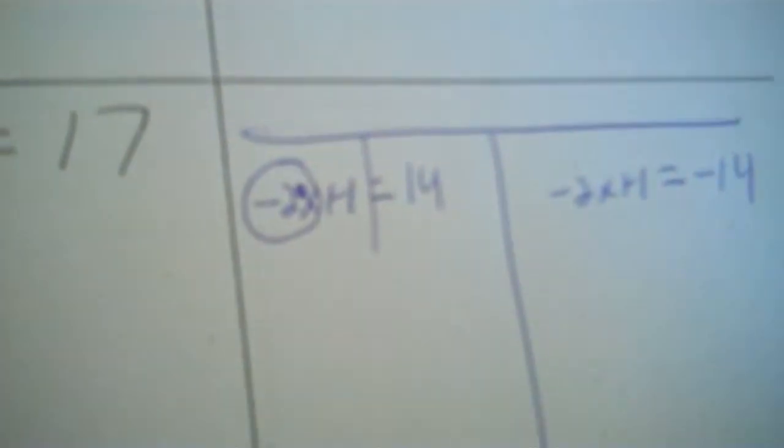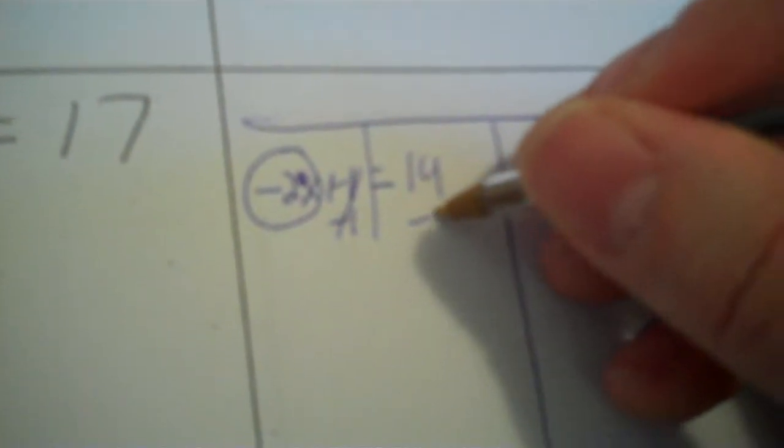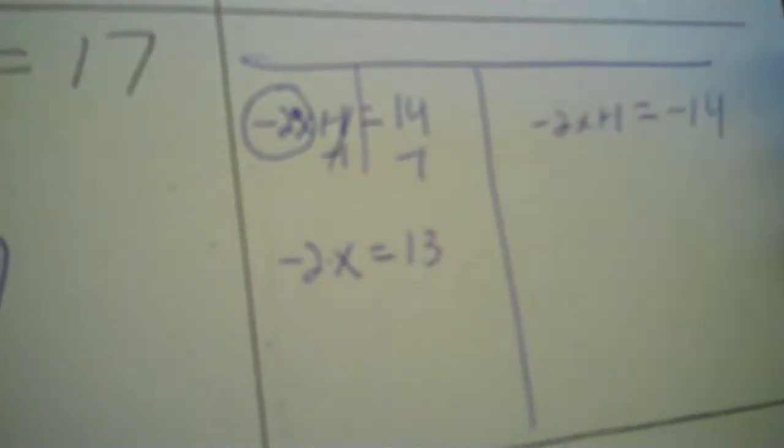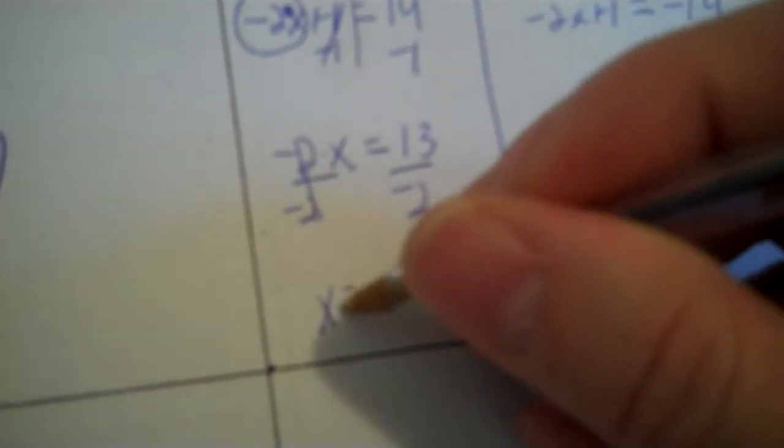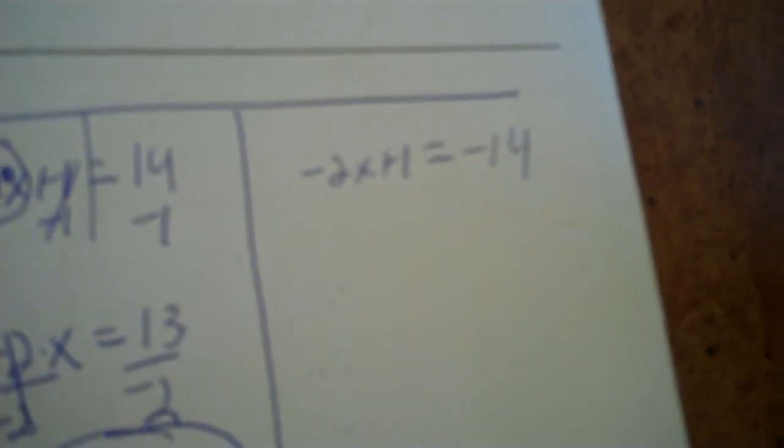So you have two operations on this side with the x, a times negative 2 and a plus 1. So you take out the plus 1 by minus 1. 14 minus 1 is 13. Then I divide each side by negative 2. And 13 divided by negative 2 is negative 6.5. The other answer is not positive 6.5. Stop doing that, okay?